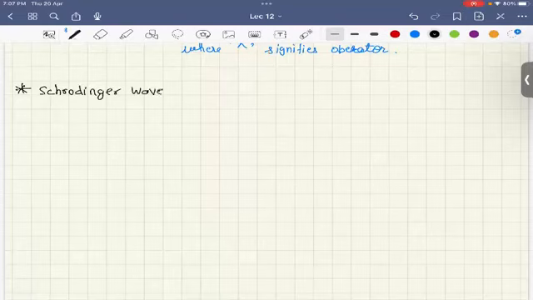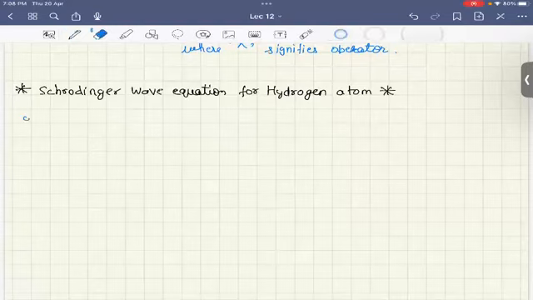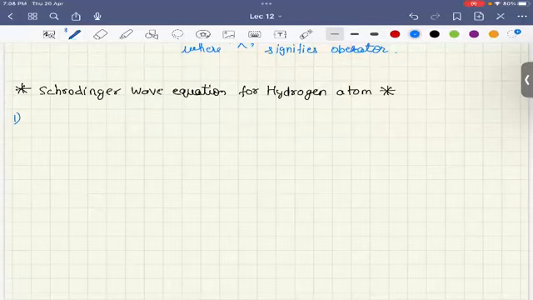Schrodinger wave equation for hydrogen atom, right? So the first point of this is, when the Schrodinger wave equation was solved for hydrogen atom, the solution gives the possible energy states or energy levels that an electron can occupy. These values of energy are called eigenvalues, and the corresponding values of wave functions, that is psi of the electron associated with these energy values, are called eigenfunctions, right?